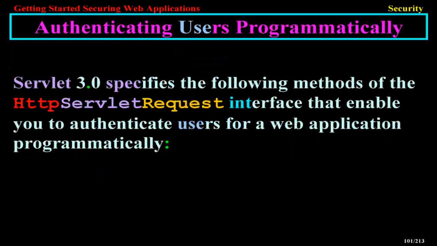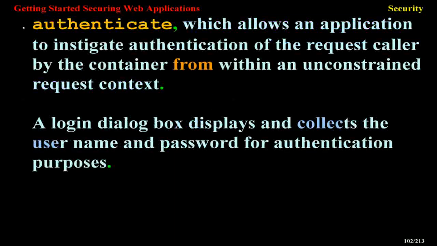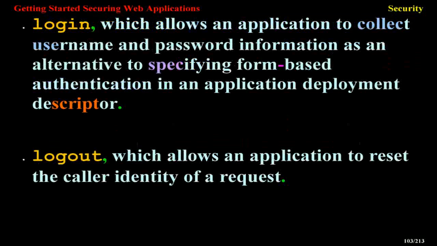Servlet 3.0 specifies the following methods of the HttpServletRequest interface that enable you to authenticate users for a web application programmatically. Authenticate, which allows an application to instigate authentication of the request caller by the container from within an unconstrained request context. A login dialog box displays and collects the username and password for authentication purposes. Login, which allows an application to collect username and password information as an alternative to specifying form-based authentication in an application deployment descriptor. Logout, which allows an application to reset the caller identity of a request.